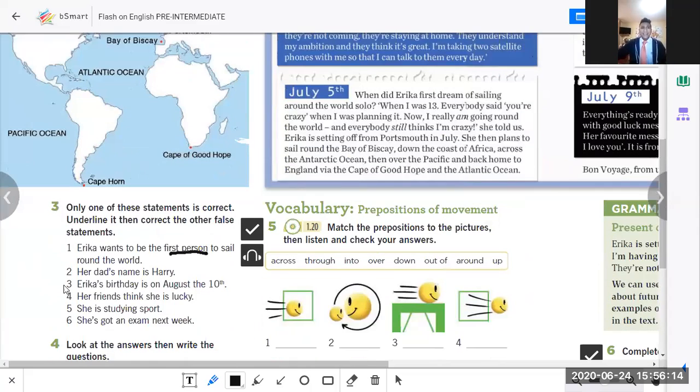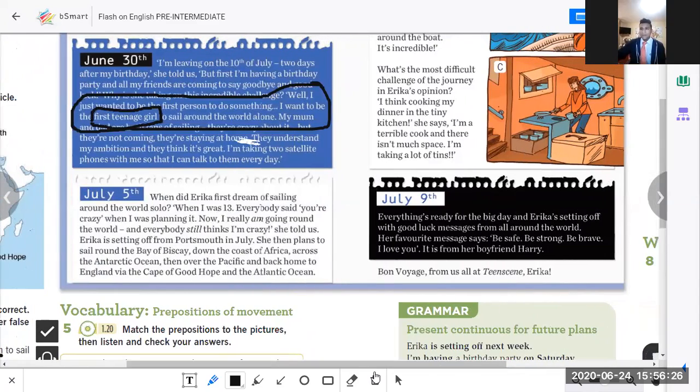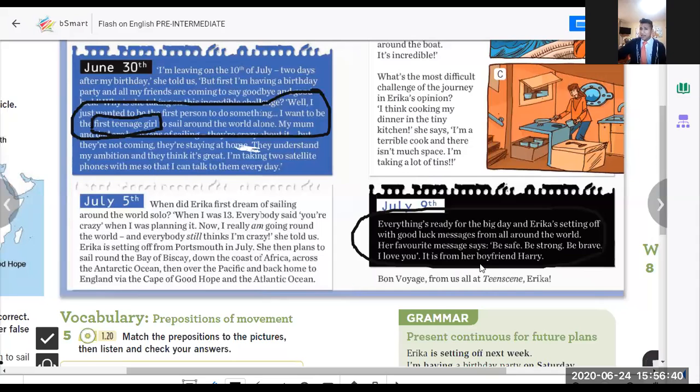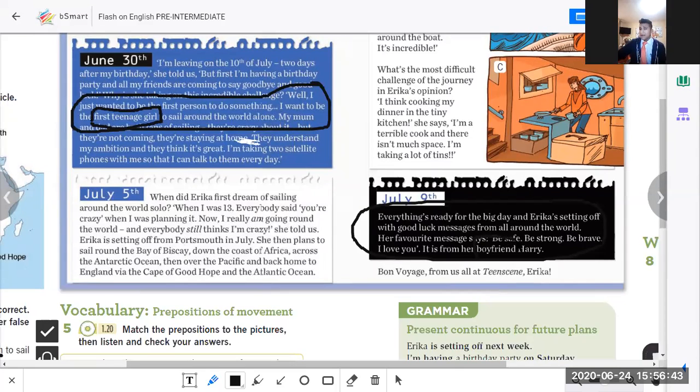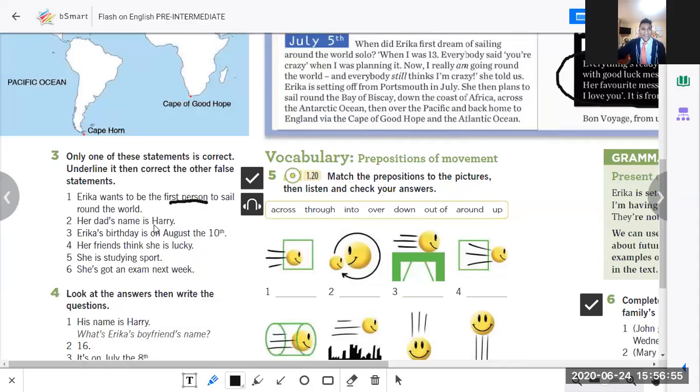Okay, now number two. Her dad's name is Harry. True or false? Let's see. The answer is here in the last paragraph. False. Her boyfriend. Very good. Harry is the dad or the boyfriend? The boyfriend. Very good. It is from her boyfriend Harry. Okay, Harry is the boyfriend, not the dad.